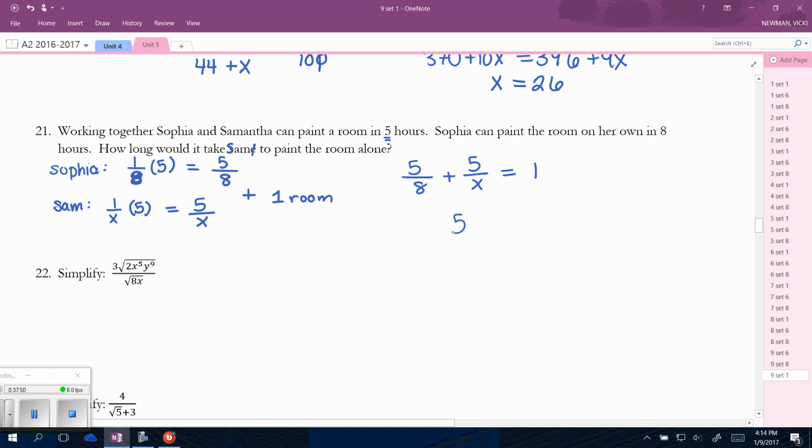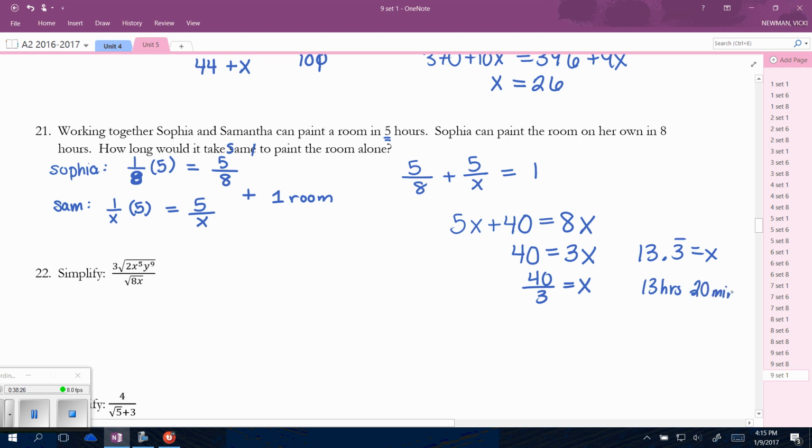So 5x plus 40 is equal to 8x. So 40 is equal to 3x. So 40 over 3 is equal to x. And 40 over 3 is 13.3 repeating, which is 13 hours and 20 minutes. A third of an hour is 20 minutes. Okay.